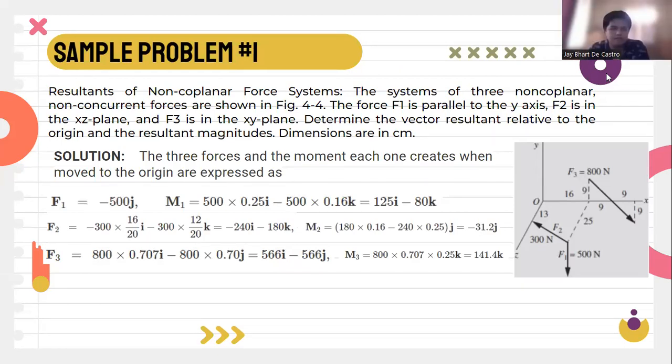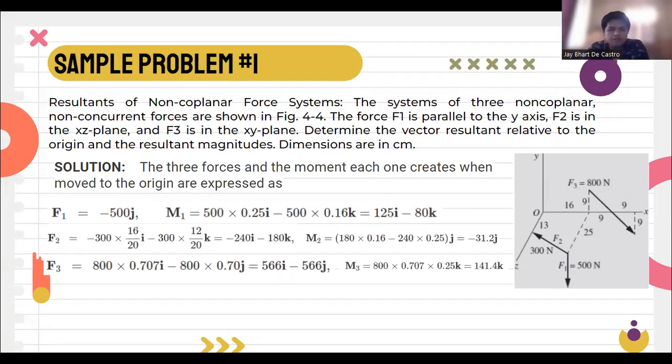In sample number 1, resultant of a non-coplanar force system. The system of three non-coplanar and non-concurrent forces is shown in the figure. The force F sub 1 is parallel to the y-axis, F sub 2 is in the XY plane, and F sub 3 is in the XY plane. Determine the vector resultant relative to the origin and the resultant magnitude. Dimensions are in cm.